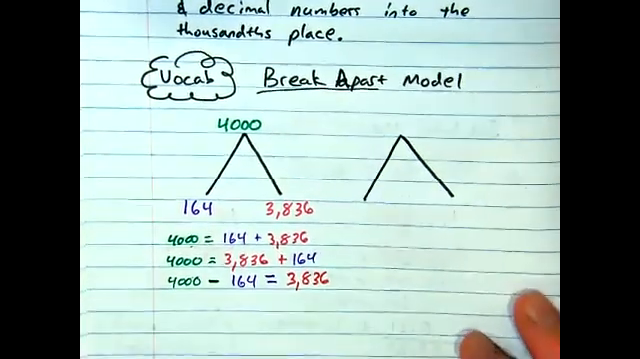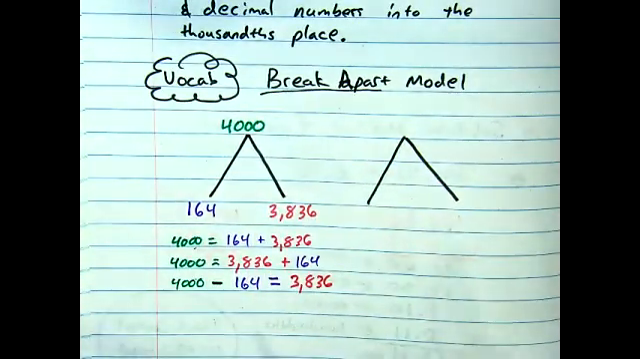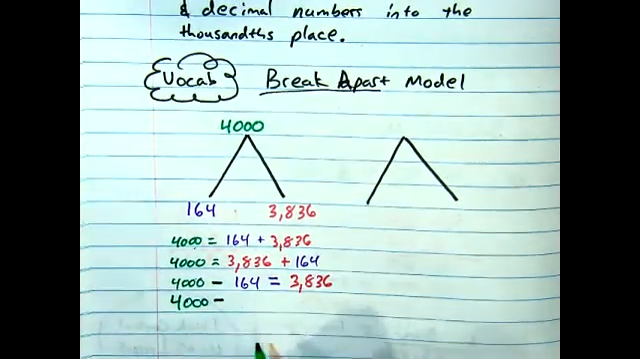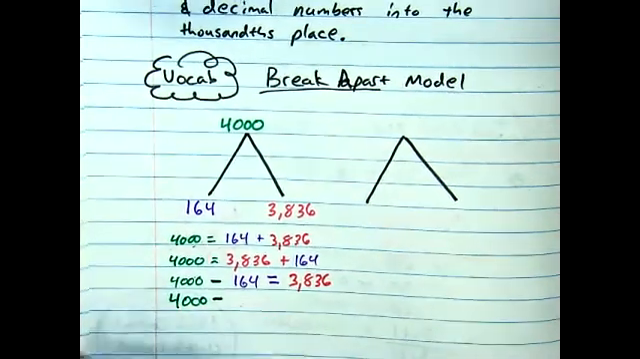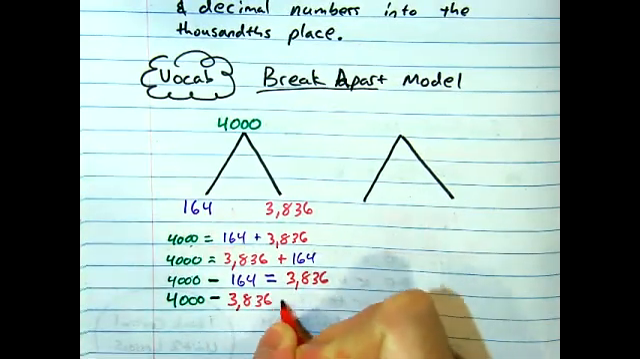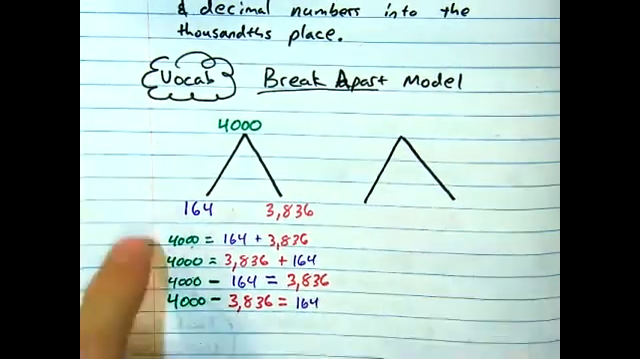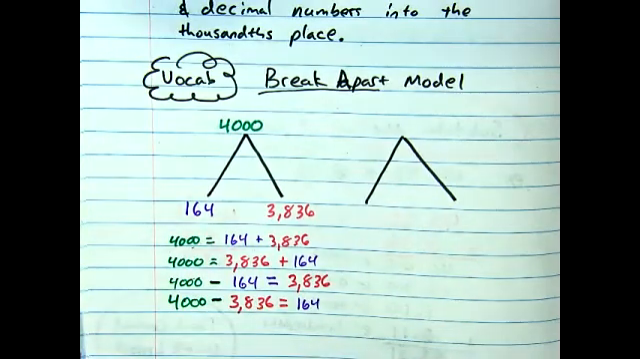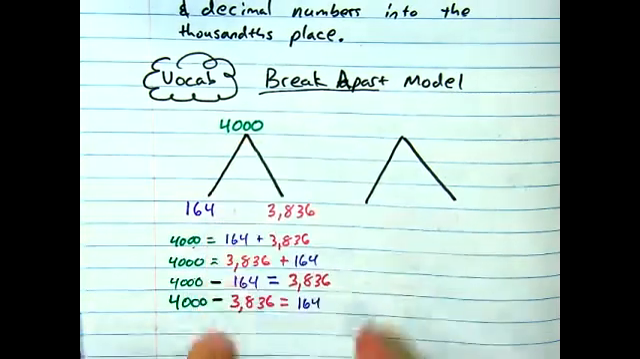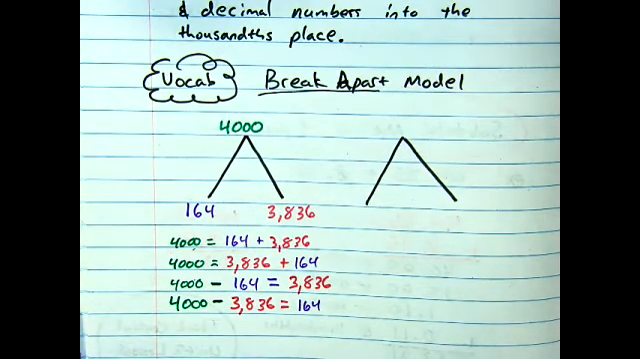All right, let's think deeper. Is there another way that we can show the relationship between these three numbers using subtraction? Sure, let's stick with our 4,000. 4,000 minus, we already subtracted 164. Let's use the other addend, 3,836. What do we end up with? That's right, 164. So we can use this break apart model to solidify our understanding that two numbers that add together to equal a greater number can be rewritten as a subtraction problem. So we can use a thing called inverse operations.